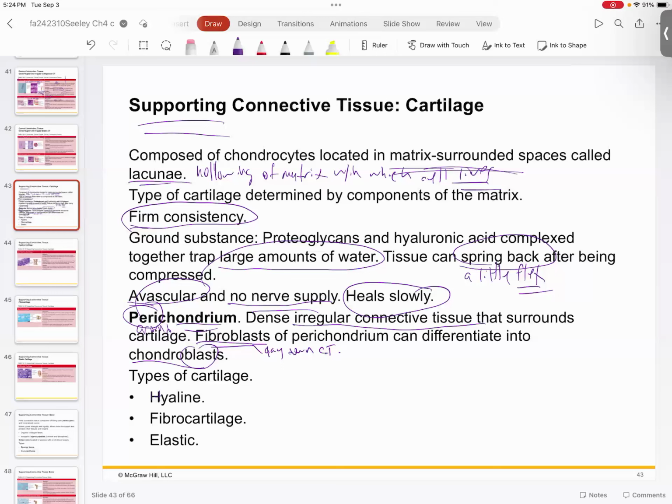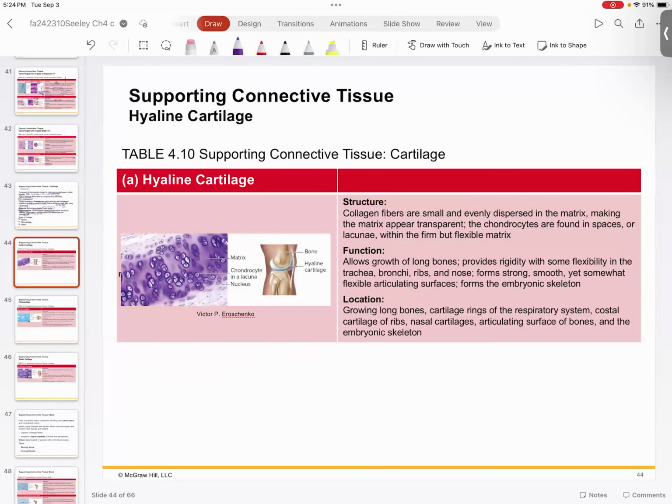unlike epithelial tissue, which is highly vascular and highly innervated. So it's very easy for epithelial tissue to repair itself, not so much for the connective tissues. There's three types of cartilage. You have hyaline cartilage, fibrocartilage, and you also have elastic cartilage. So these three. Now let's go ahead and take them in turn.